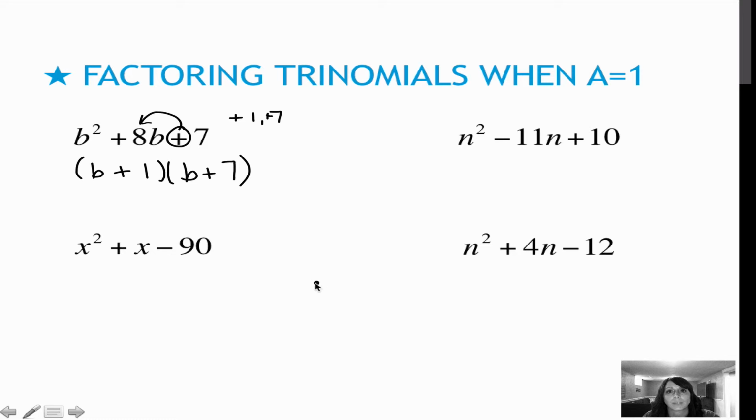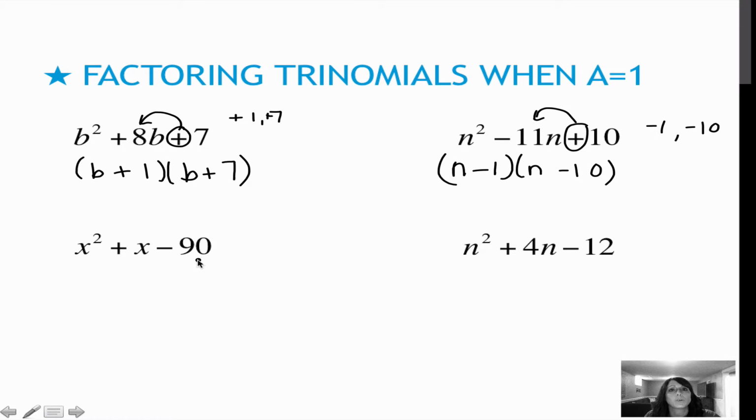Again, you can make your table if you would like. For my second one, numbers that multiply to 10 that add to negative 11 would be negative 1 and negative 10. Those multiply to 10 and add to negative 11. So n minus 1, n minus 10.